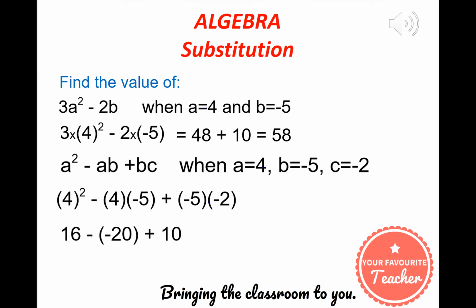Simplifying this, we see that it's 16 minus negative 20 and then plus 10, because negative 5 times negative 2 is positive 10. Once again, we have to be careful because we have 2 negatives together, so it'll become 16 plus 20 plus 10, which is equal to 46.